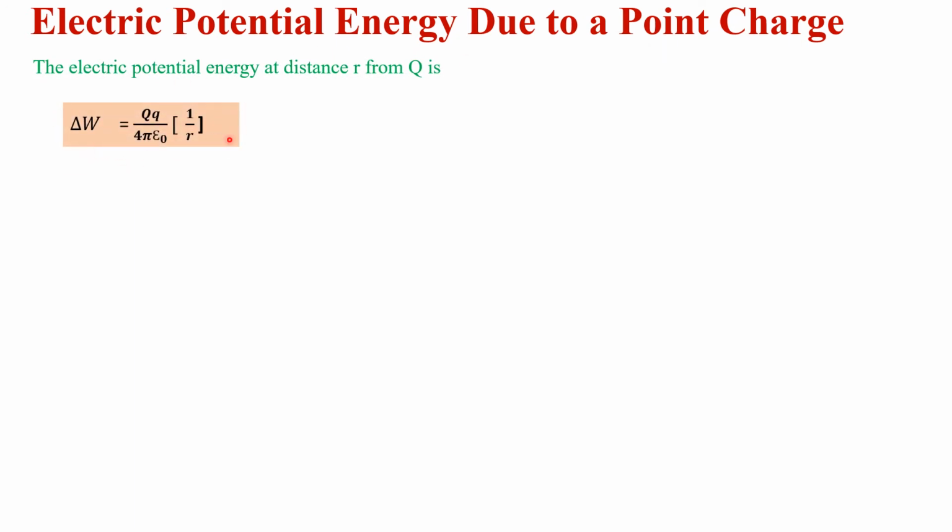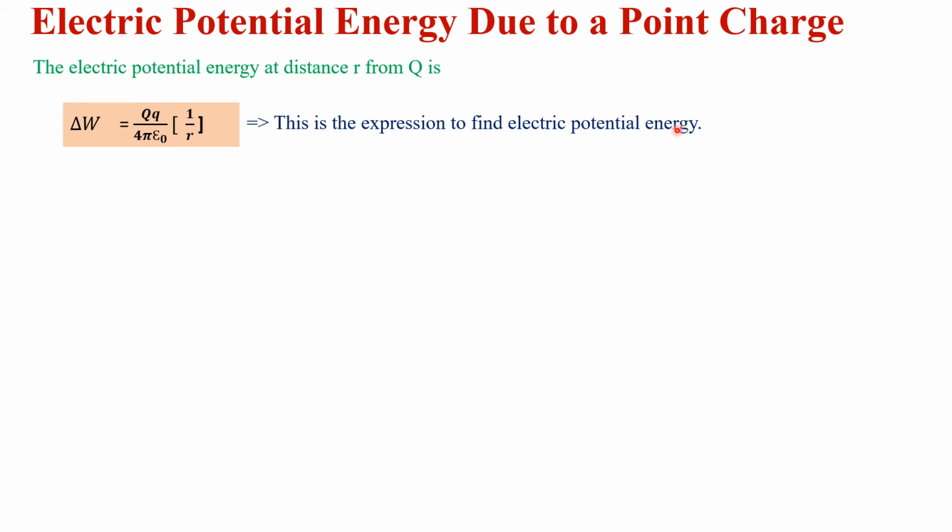The electric potential energy at distance r from Q is delta W equals Qq divided by 4 pi epsilon naught into 1 upon r. Actually, we took point B as a reference point, and we can take any point near the point charge. So we take the distance from the point charge to the point where the test charge is placed as r, and we get delta W equals Qq divided by 4 pi epsilon naught into 1 upon r. This is the expression to find electric potential energy. So from this equation we can calculate the electric potential energy.